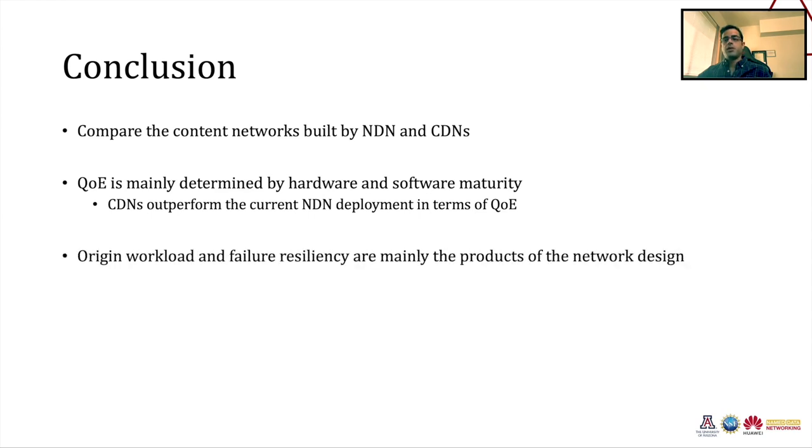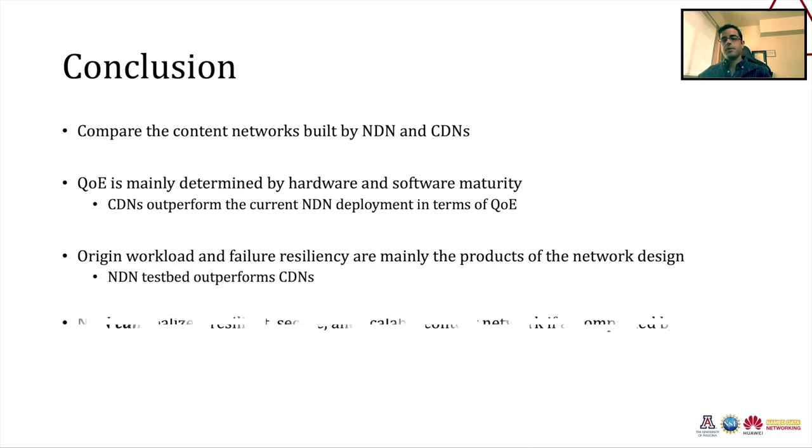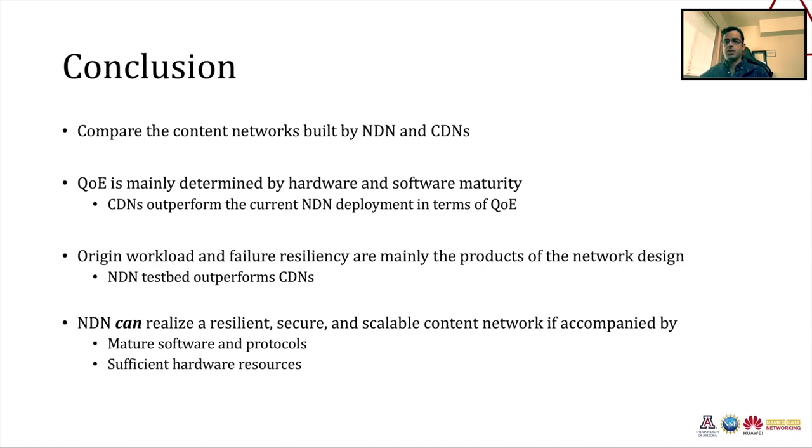We also demonstrated that features such as origin workload and failure resilience are mainly the products of the design of these networks. That is where NDN outperforms CDNs. And in the end, we believe that having a resilient and scalable content network is not a matter of a distant future. NDN technology has a great potential to realize such a network if accompanied by mature software, protocols, and sufficient hardware resources. Thank you.